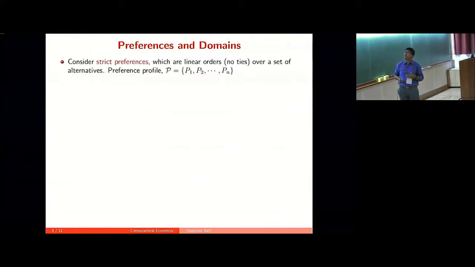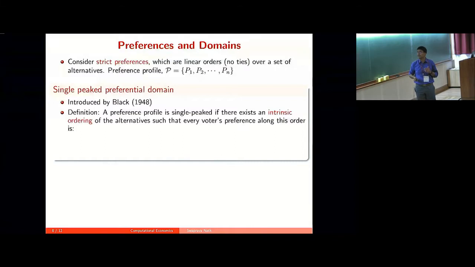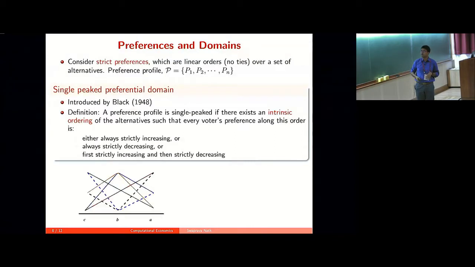The second part is where we talk about the preferences and domains. So let's say P1 to Pn are the preferences, the rankings of different alternatives for different agents. And if we restrict these preferences into a certain domain, for instance, we can restrict it to a single peak preferential domain. So this was introduced by Black. Let's not get into the formal definition. Let me explain this with a figure.